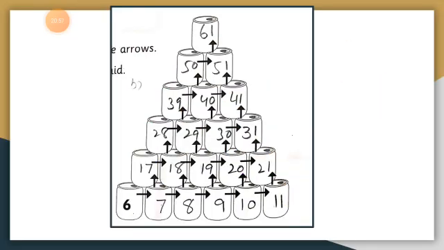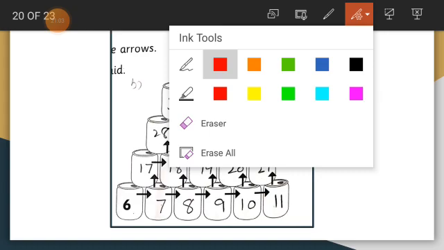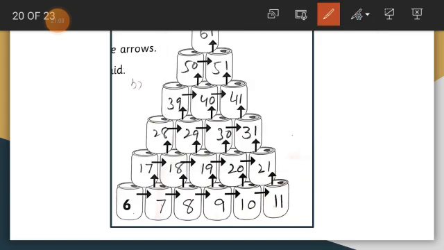See, this is the final look of your pyramid. This is the solved pyramid. Let me explain it. See, 6, 7, 8, 9, 10, 11. Add the 10, 21. Add the 10, 31. Plus 1, plus 10, 41. Plus 10, 51. Plus 1, 61.